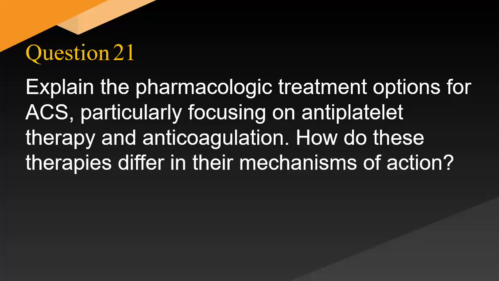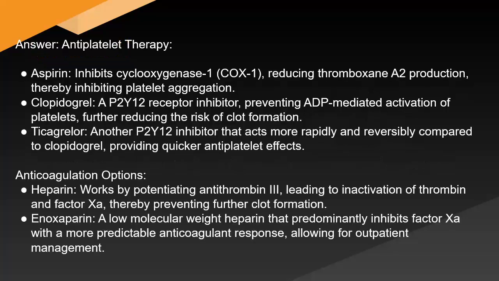Explain the pharmacologic treatment options for ACS, particularly focusing on antiplatelet therapy and anticoagulation. How do these therapies differ in their mechanisms of action? Answer: antiplatelet therapy. Aspirin inhibits cyclooxygenase 1, COX-1, reducing thromboxane production, thereby inhibiting platelet aggregation. Clopidogrel, a P2Y12 receptor inhibitor, prevents ADP-mediated activation of platelets, further reducing the risk of clot formation.